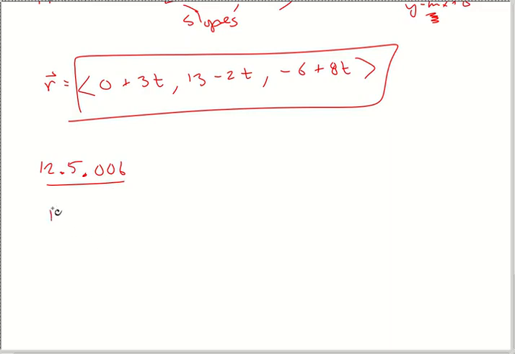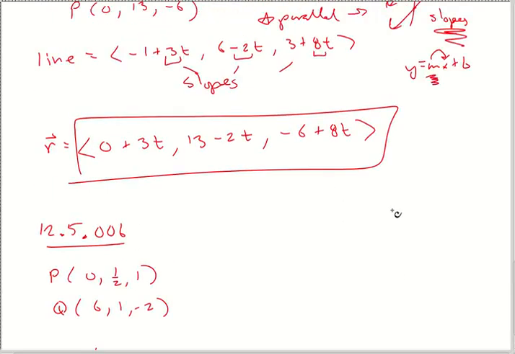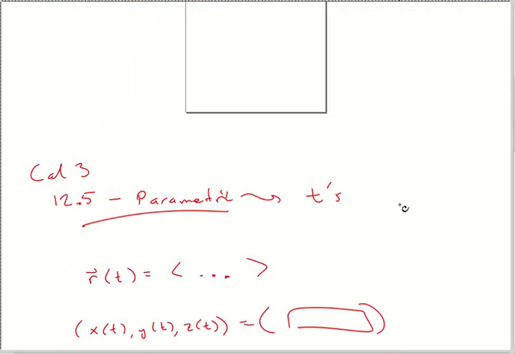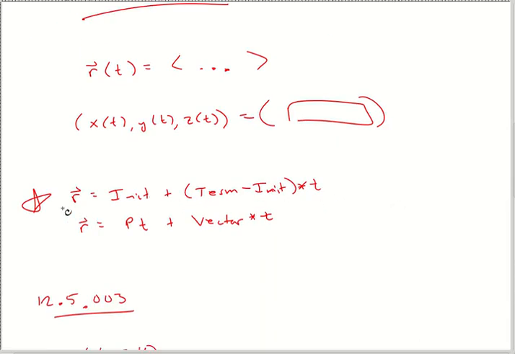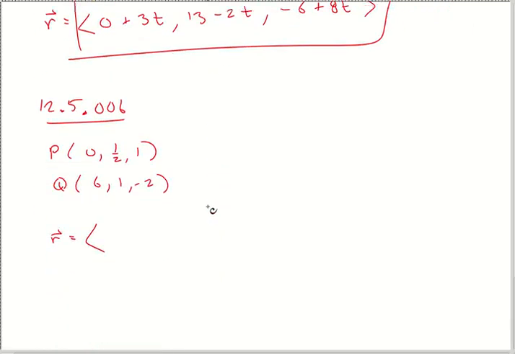Okay, next one. I have a point P, 0, 1/2, 1. And then I have another point Q, which is 6, 1, negative 2. And they're wanting to know what R of t would be. Again, I got 2 points now. I'm going to go way back up to this other formula we had earlier. Oh, sorry, this one, with the terminal and initial points and all that.